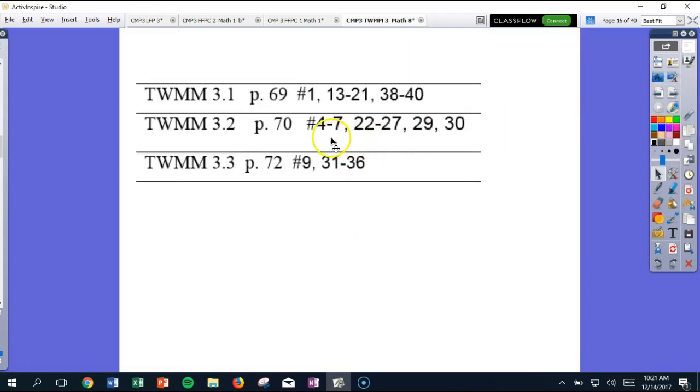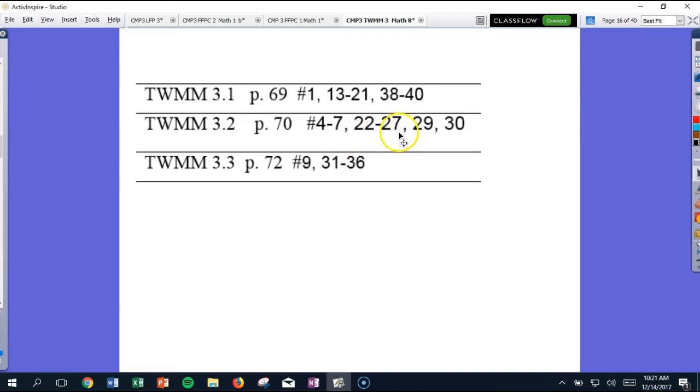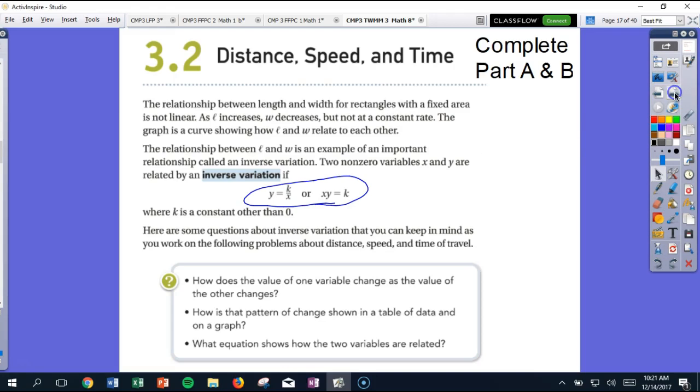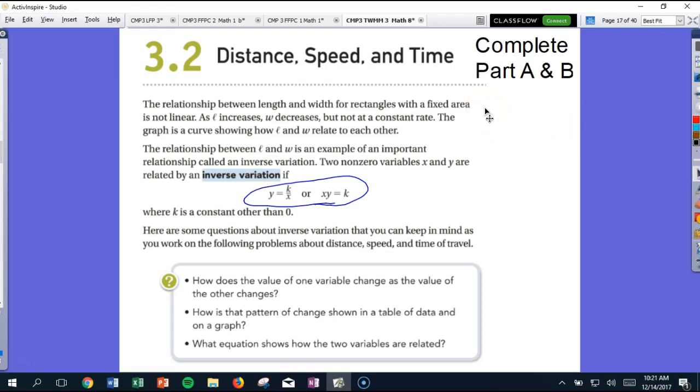For 3.2 ACEs, we're going to do 4 through 7, 22 through 27, 29, and 30. And for 3.2, talking about distance, speed, and time, I want you to do parts A and B.